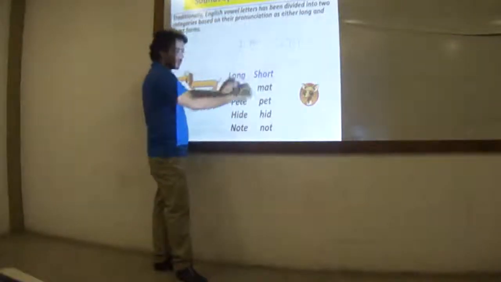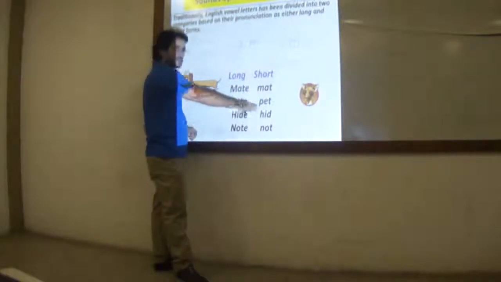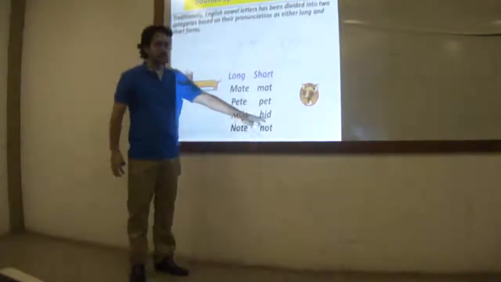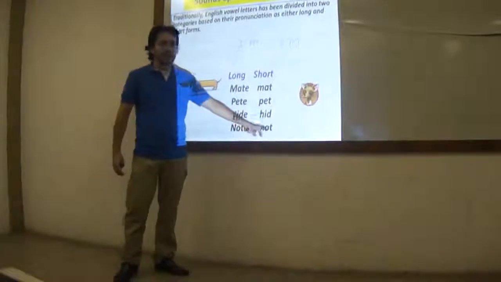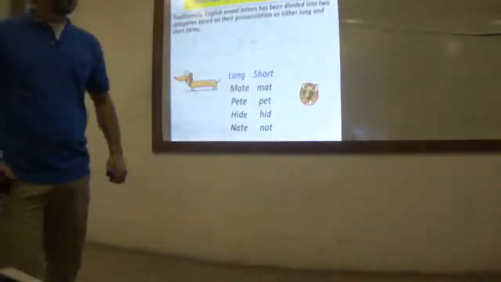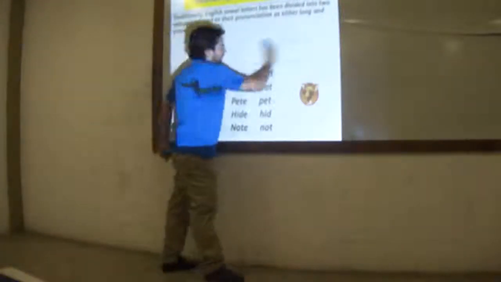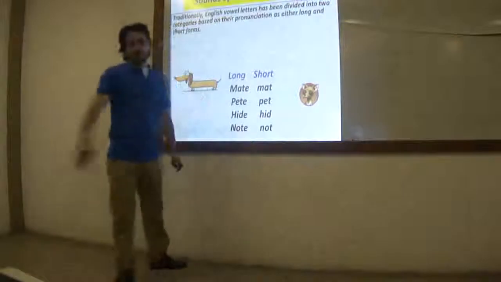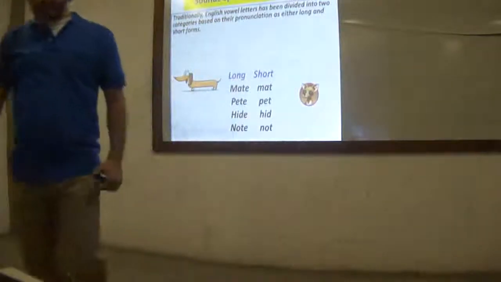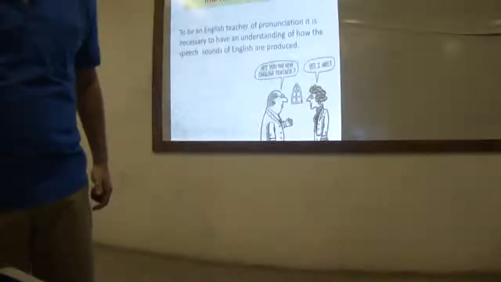Long and short. Mate, met. Pete, pet. Pike, head. Nose, not. Only for us to understand and to have a view of what are the short and long sounds in the English language.